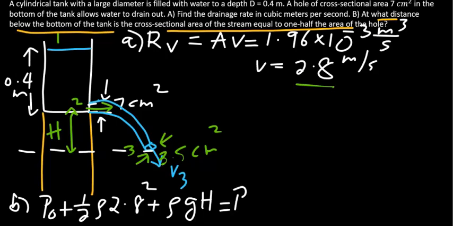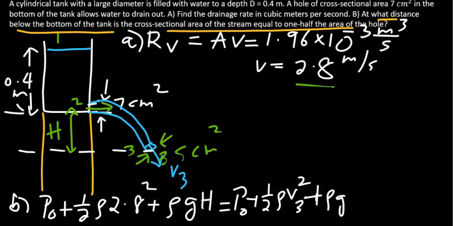At point 3, it is also open to atmosphere, so the pressure there is atmospheric pressure, plus half a rho, we don't know the speed, let's call it v3 squared, plus rho g, if the vertical position there is 0. There you go. So that goes away. This will get cancelled. And first, you need to determine v3.